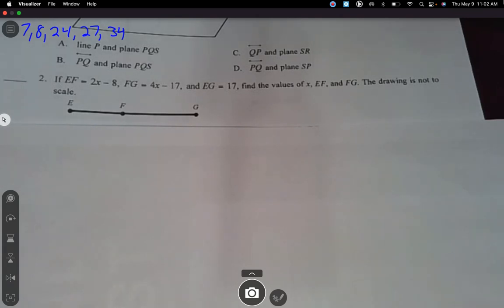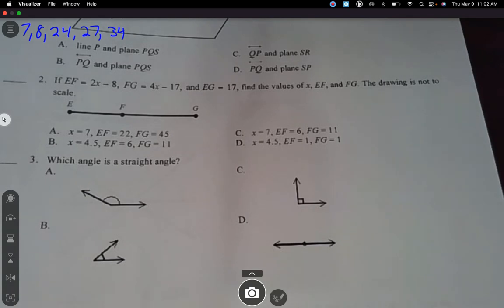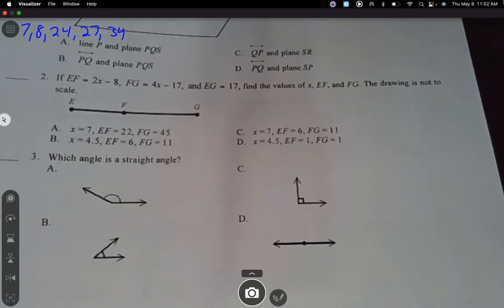All right, number 3. This one's great. It says which one's a straight angle. D. Okay, what if it said which one's a right angle? C. Which one's obtuse? A. And which one's acute? B. I don't know which one it'll ask, it's going to ask for one of those 4. So do y'all know those 4? Just because today's asking which one's straight, tomorrow it could ask another.